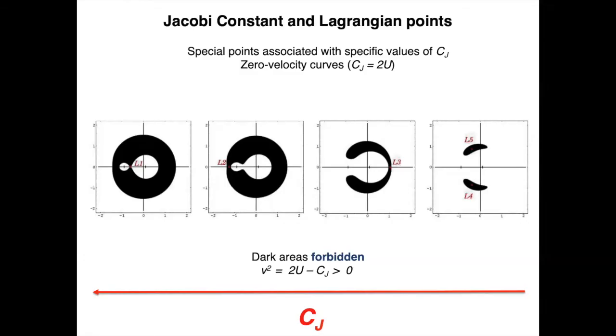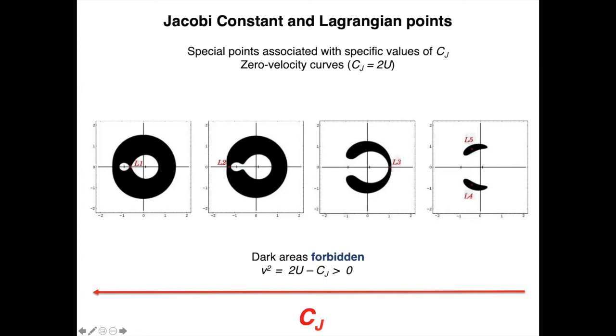The usefulness of the Jacobi constant can be appreciated if we consider the locations where the velocity of the particle is zero. In this case, the Jacobi constant is equal to twice u. So this equation defines a set of surfaces for particular values of the Jacobi constant. These are known as the zero velocity surfaces. For instance, here you have a set of different zero velocity surfaces. In here you have this surface, this one, and the outer one here.